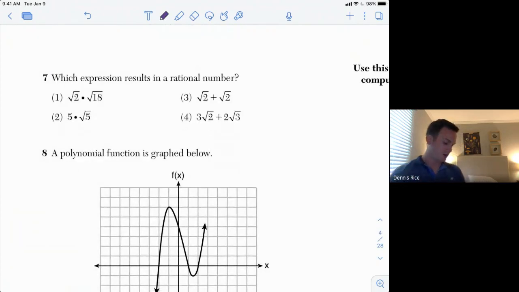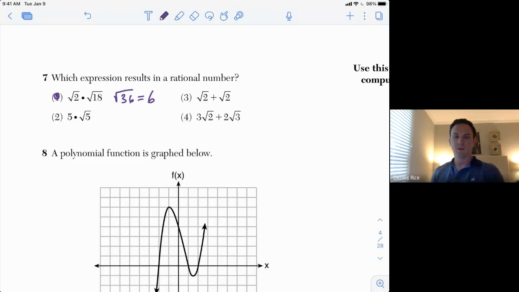Number 7, which one's going to be rational? Should be choice 1. When you multiply radicals, you can multiply what's underneath, and right away I see 1 works out. Number 2 would be 5 rad 5 still. You can't cancel anything there. Number 3 would be 2 radical 2. And number 4, you can't even add. So the rest of the choices are pretty obvious that you can't do anything with.